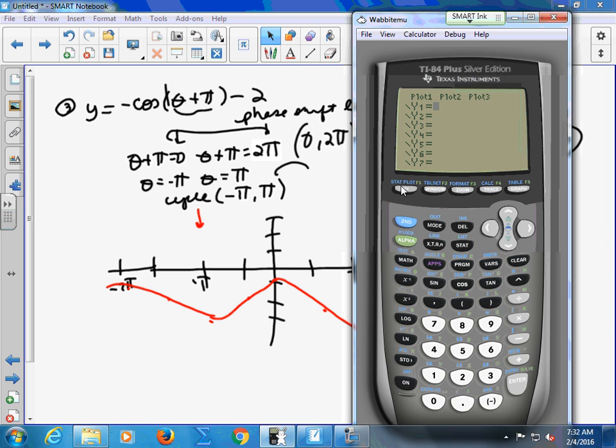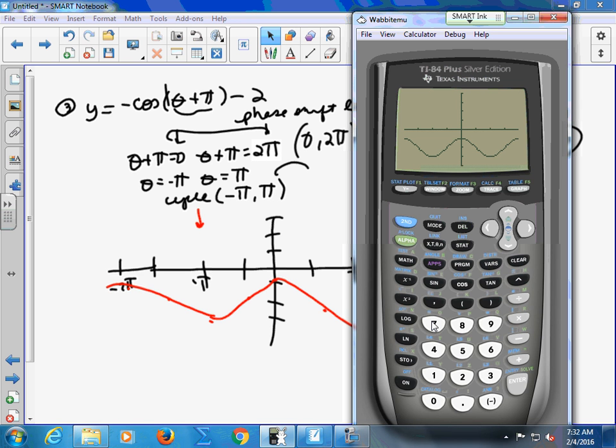All right, so we're going to put this in. Use X for theta. And we're going to have to make sure what's our mode going to have to be in? Radians. Okay, make sure your mode is in radians. Make sure you do a zoom trig. Zoom 7. Make sure you do a zoom 7.